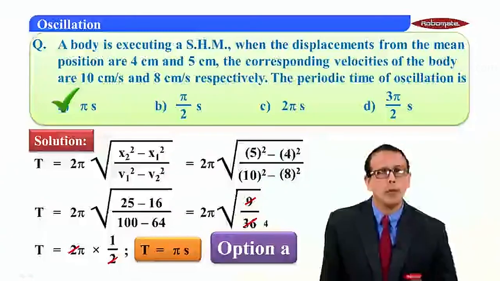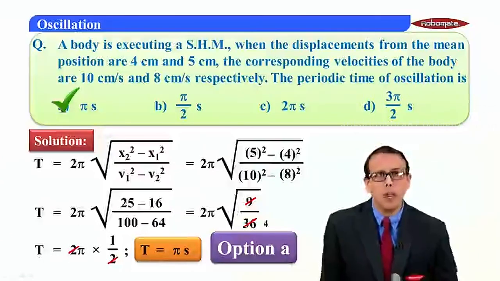Students, so if x1, x2, v1, v2 are given, this formula is a very shortcut formula and can be used for fast calculation. That's all in this module, students. See you in the next module.